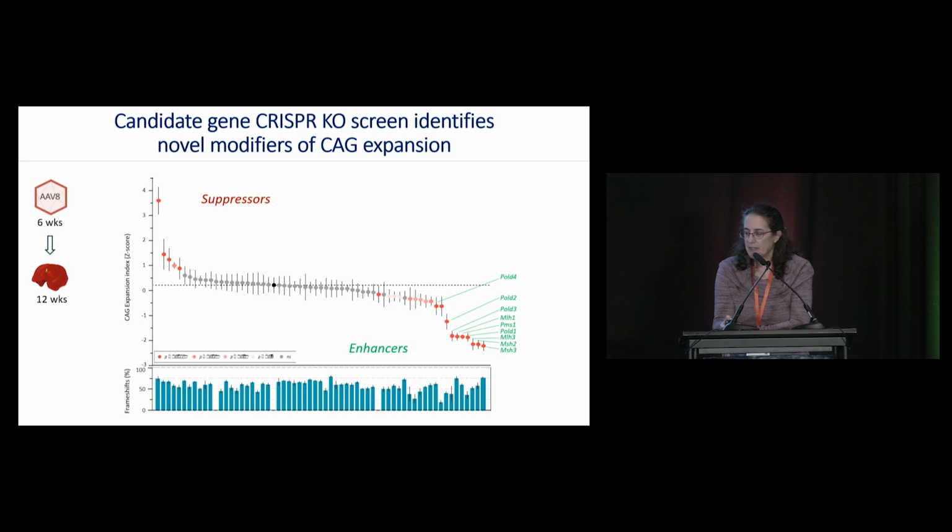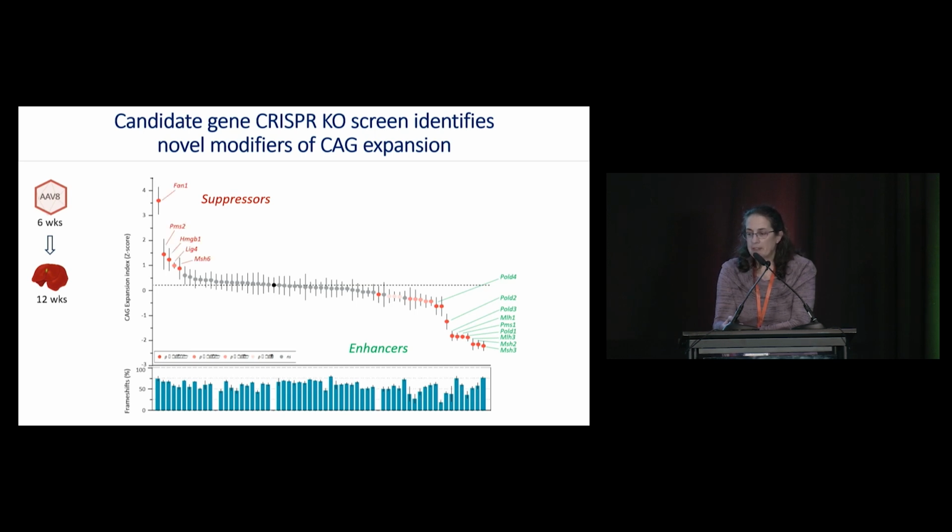I haven't put everything on here, but you can see all the mismatch repair genes. We also identified POLD1, POLD2, POLD3, POLD4, components of DNA polymerase delta. POLD1 was also more recently identified as a modifier of clinical phenotype in HD patients.